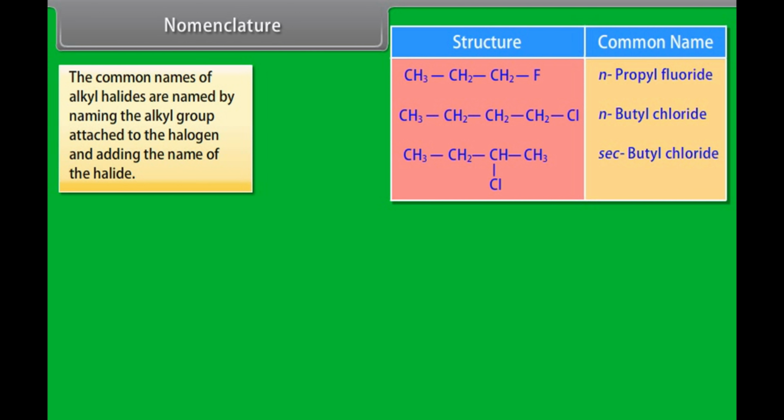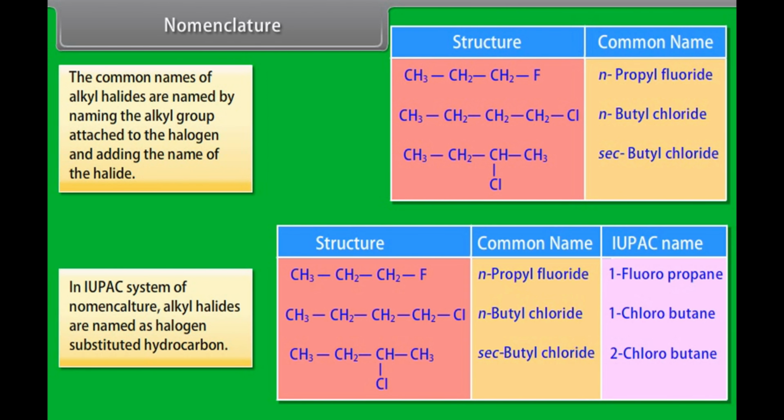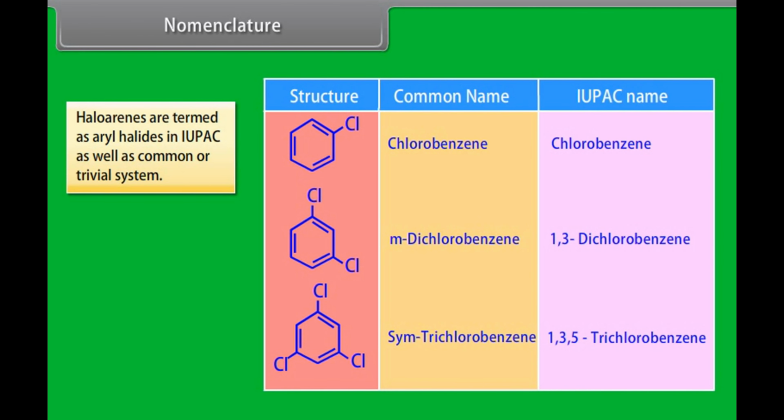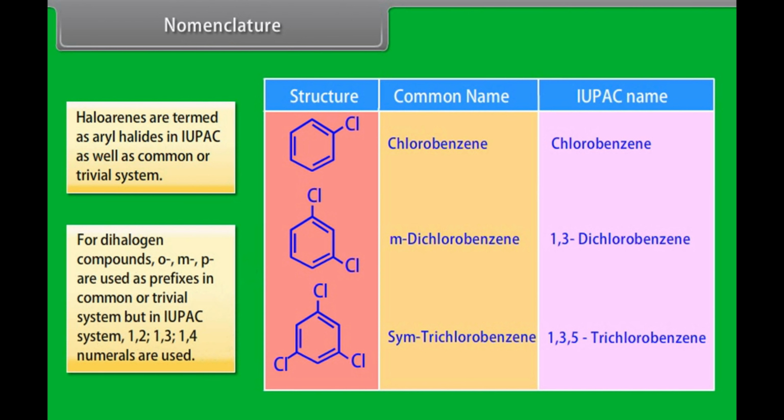halogen and adding the name of the halide. In the IUPAC system of nomenclature, alkyl halides are named as halogen substituted hydrocarbons. Haloarenes are termed as aryl halides in IUPAC as well as common or trivial system. For dihalogen compounds, ortho, meta, para are used as prefixes in common or trivial system, but in IUPAC system, 1,2, 1,3 and 1,4 numerals are used.